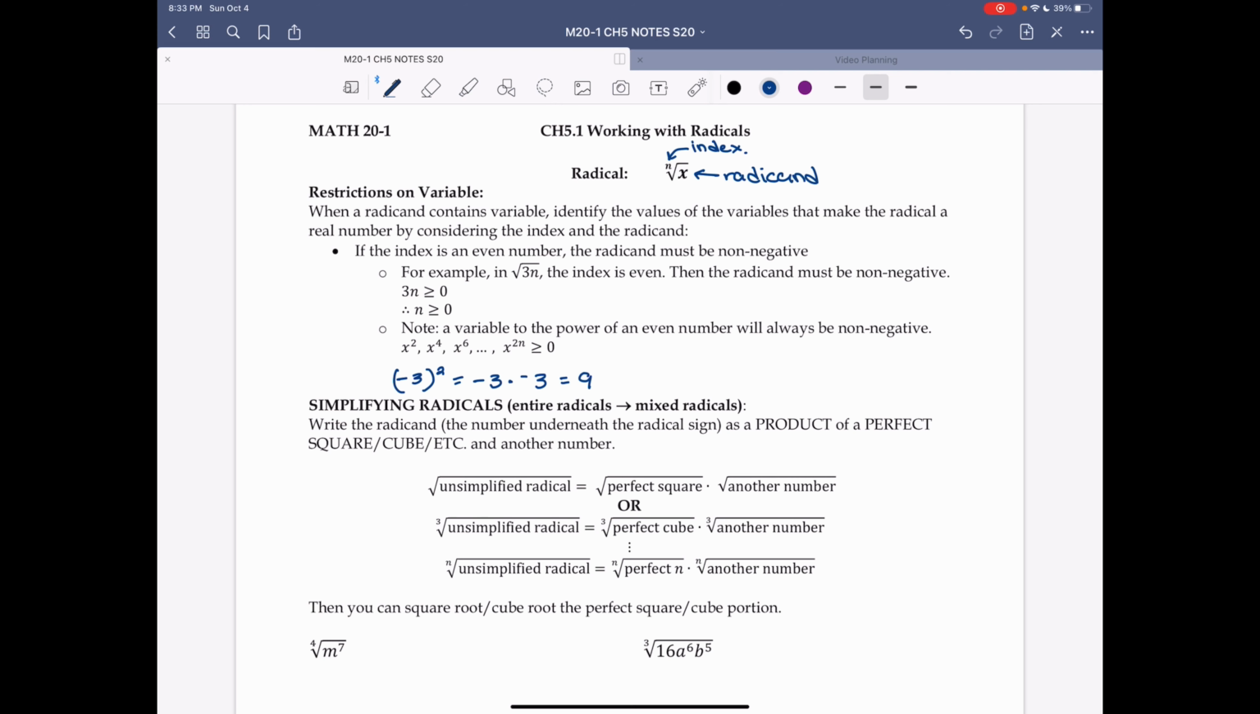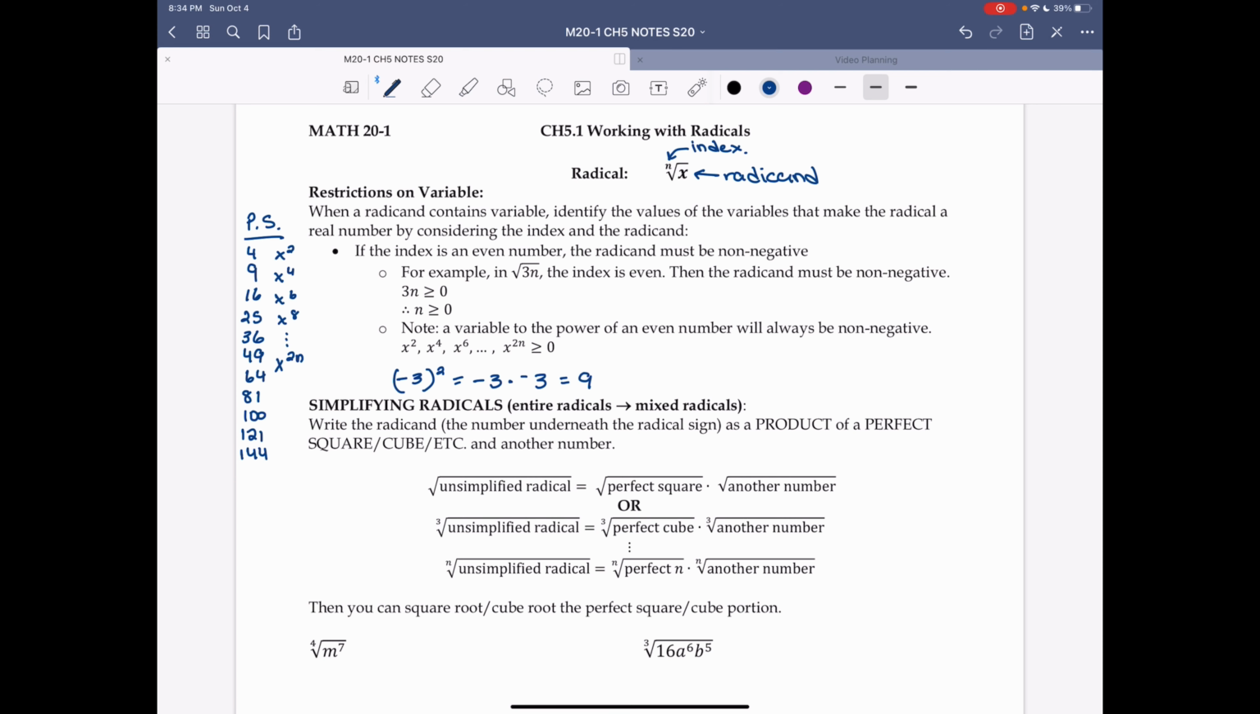Let's make a list of our perfect squares and perfect cubes so that we have them to use. 2 squared is 4, 3 squared is 9, 4 squared 16, 5 squared 25, 6 squared 36, 7 squared 49, 8 squared 64, 9 squared 81, 10 squared 100, 11 squared 121, 12 squared 144. We also have variables. Perfect squares of variables would be x to the power of 2, x to the power of 4, x to the power of 6, x to the power of 8, etc., x to the power of any even number.